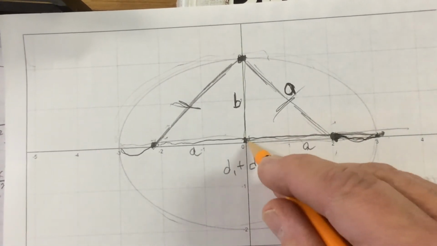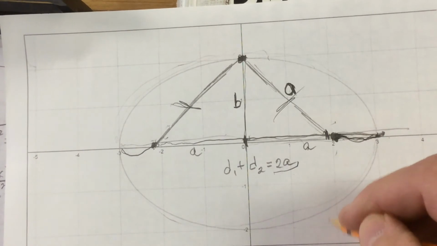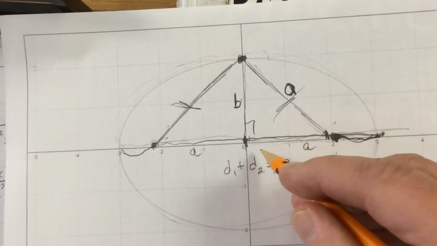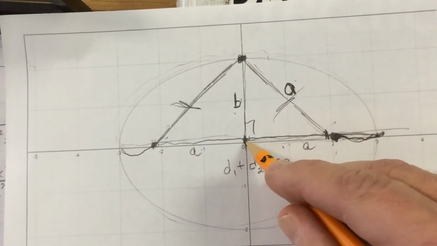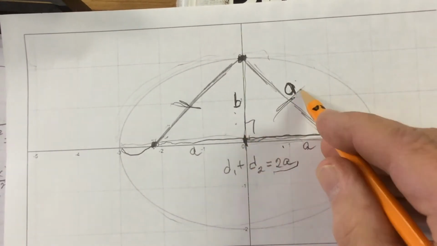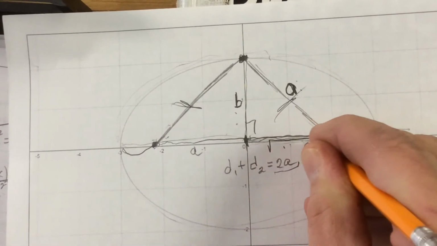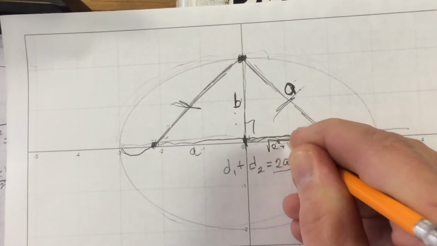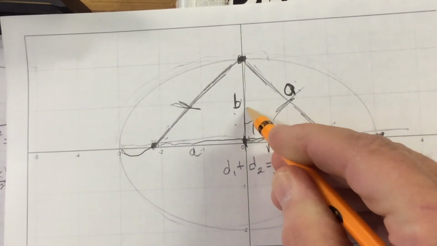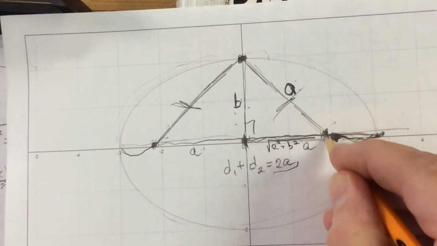And frankly, this distance right here, from here to here, well, it's a right triangle. Pythagorean theorem says this squared plus this squared equals this squared. So if I'm writing this in terms of these two, this is going to be the square root of this squared minus this squared. That's the distance from here to here.